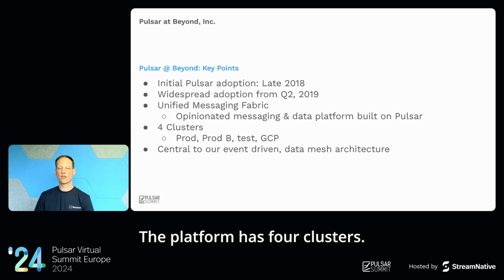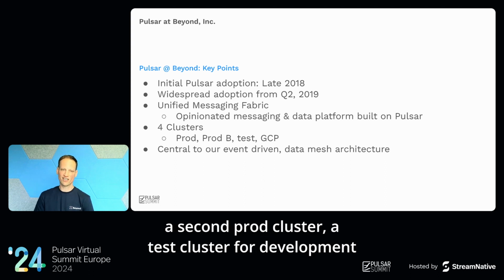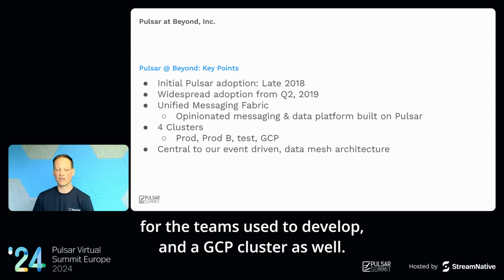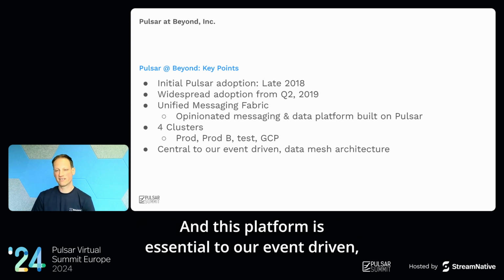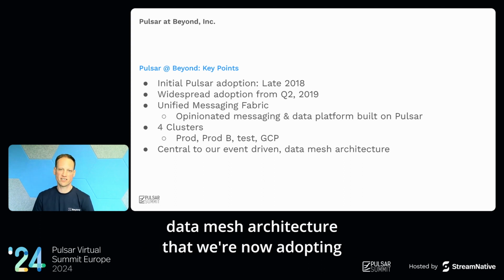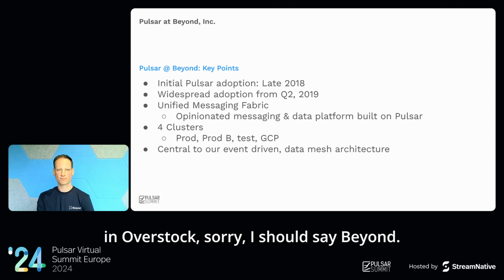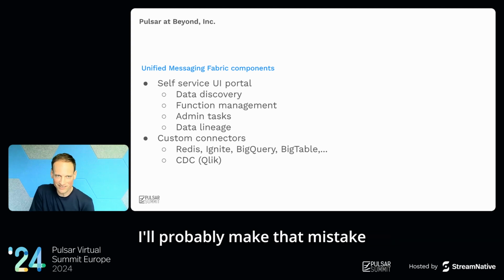The platform consists of 4 clusters. So we have a prod cluster, a second prod cluster, a test cluster for the teams to use for development, and a GCP cluster as well. This platform is central to our event-driven data mesh architecture that we're now adopting at Overstock. Sorry, I should say Beyond. I'll probably make that mistake a few times during the talk.